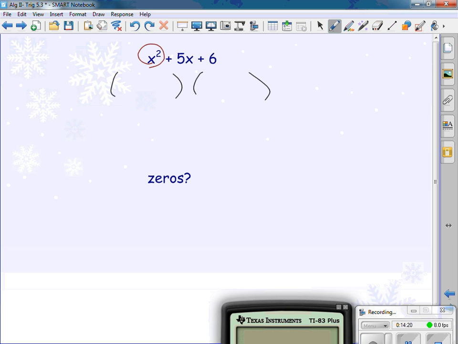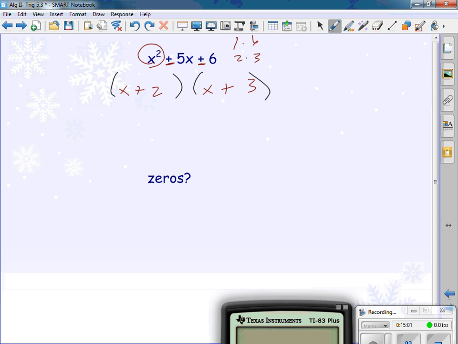I look at the x squared. How can I multiply to get an x squared? X and x. That is the only way. The next thing I look at is this sign right here. That is positive. Since they are positive, the signs have to be the same. So they both have to be positive. Now, how can I multiply to get a 6? 1 times 6, 2 times 3, and then 3 times 2, I'm back. How can I add together and get a 5? 3 and 2.